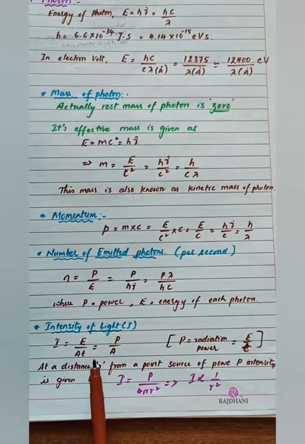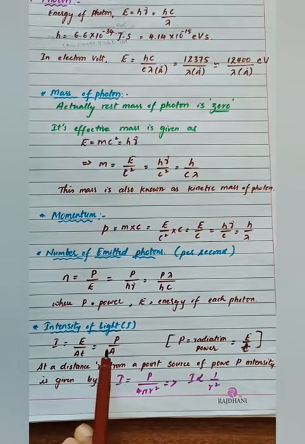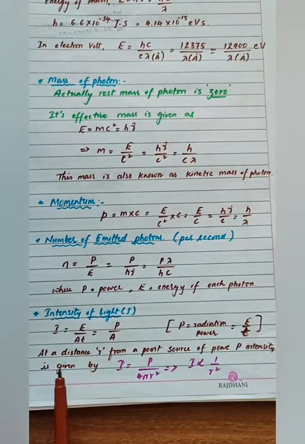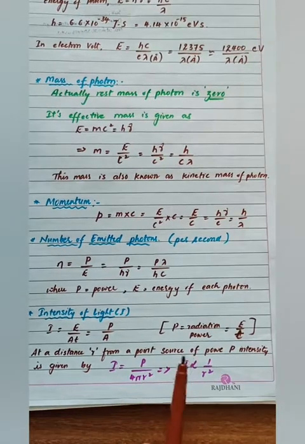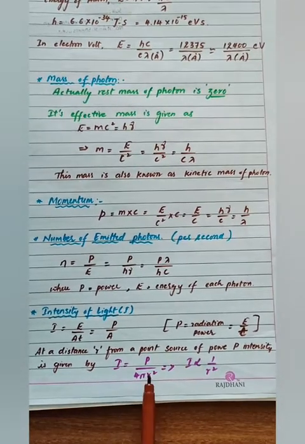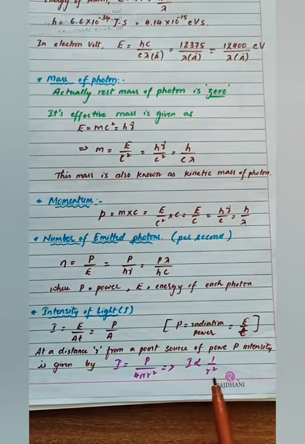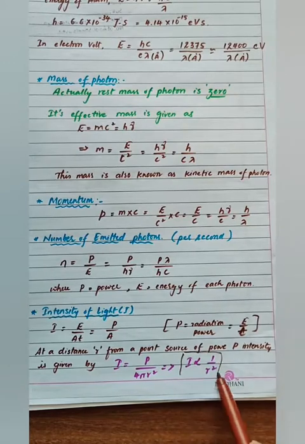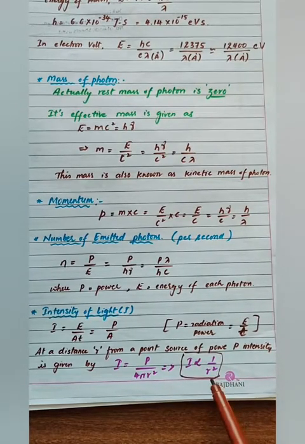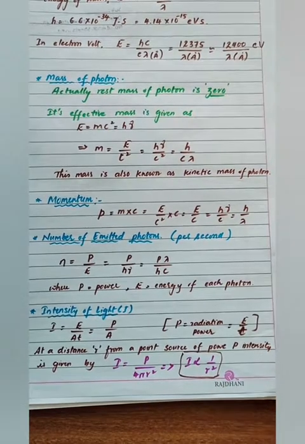Okay, now if we take this area for a sphere, so if r is the distance from a point source of power p, then intensity is given by I is equal to p by 4 pi r square. So it means this I is inversely proportional to the square of the distance. This is a very important thing, because we can use it directly to solve many numericals or statement numericals, right?